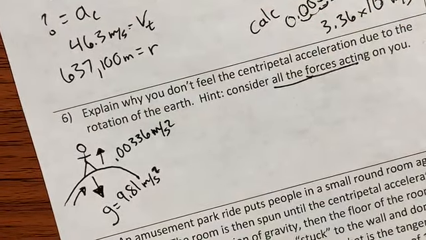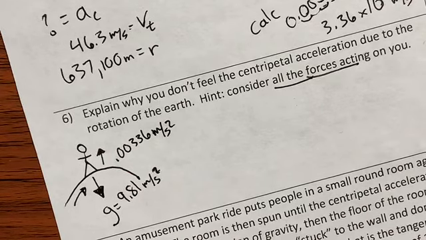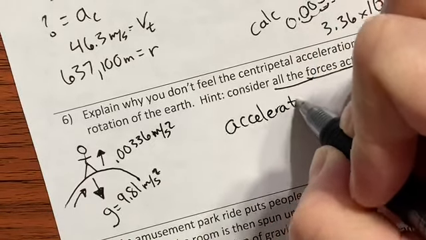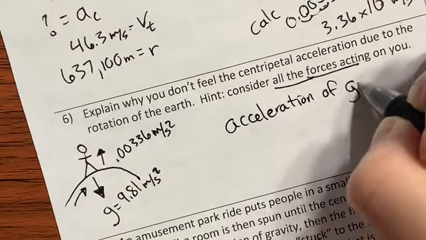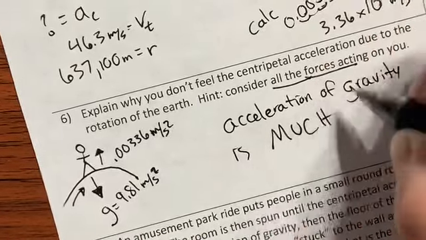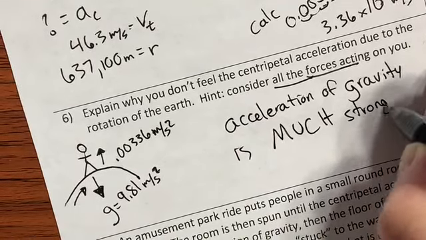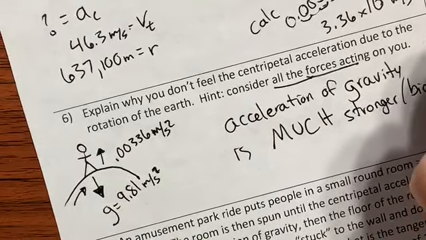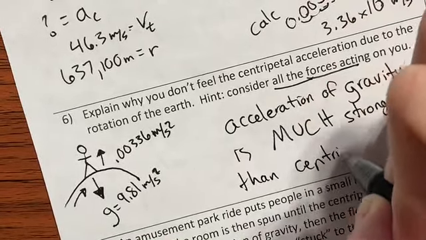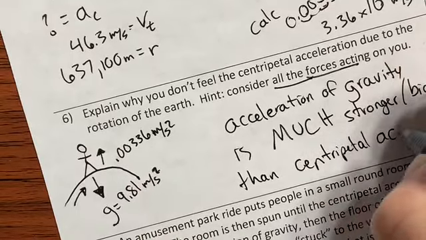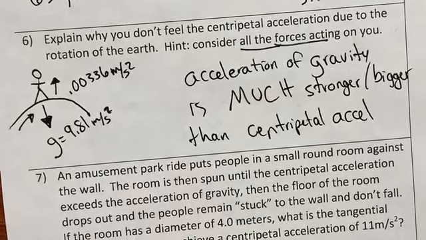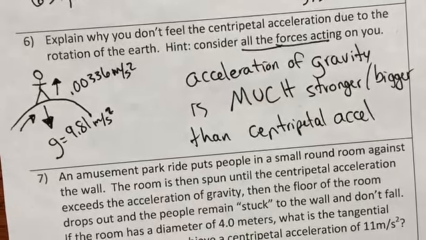Okay, so the acceleration of gravity is much stronger, or bigger, than the centripetal acceleration due to the Earth's rotation. Okay.